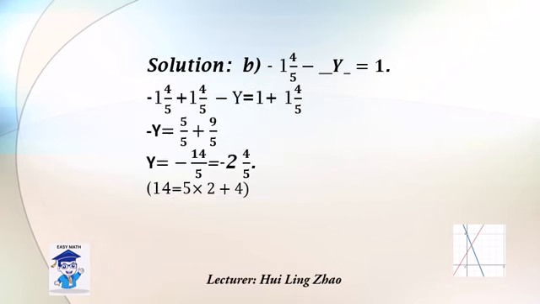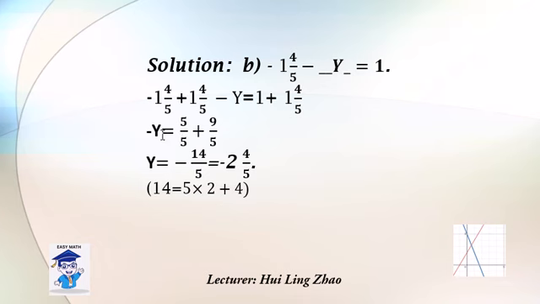Number B, negative 1 and 4 over 5 minus y equals 1. So we want to solve for y. So we have to remove the negative 1 and 4 over 5. Then we add 1 and 4 over 5 to both sides, right? So for the first two terms, they are opposite numbers, so they can be removed, right?